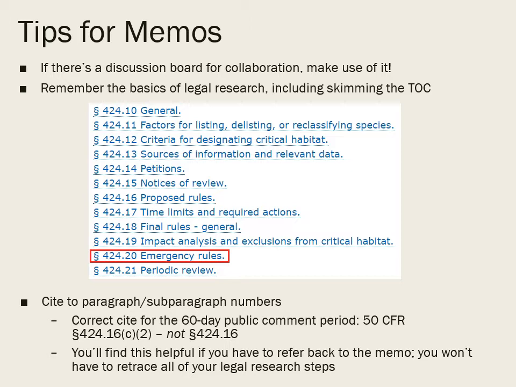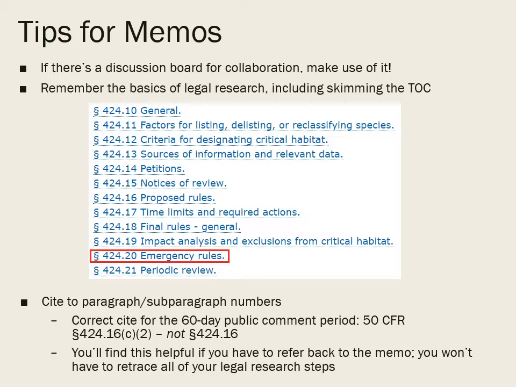You also want to cite specific paragraph and subparagraph numbers. This is the equivalent of citing to a page number in a scholarly source. If you were writing a non-legal memo or paper, you wouldn't just cite to an article, you would cite to the page within the article where the reader can find the information that you're discussing. And that's what you want to do for legal memos as well. So cite to those paragraph and subparagraph numbers.